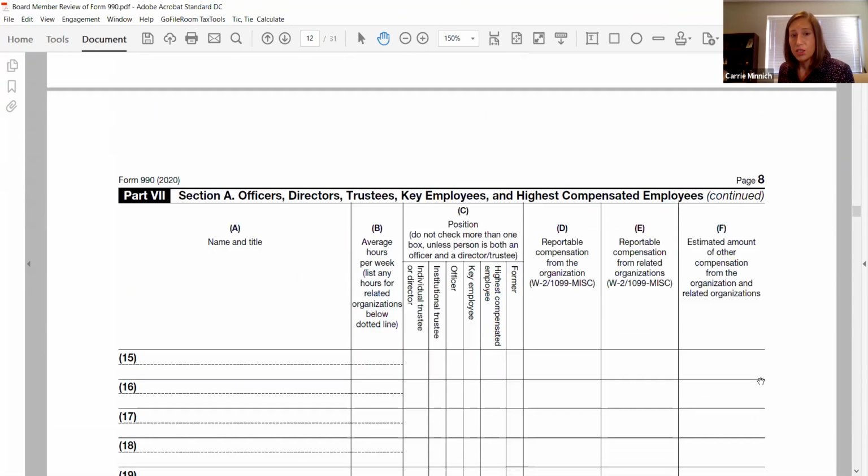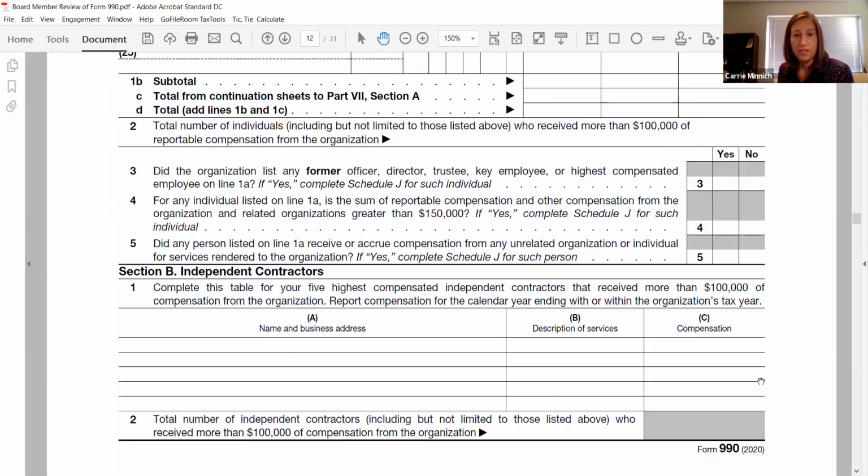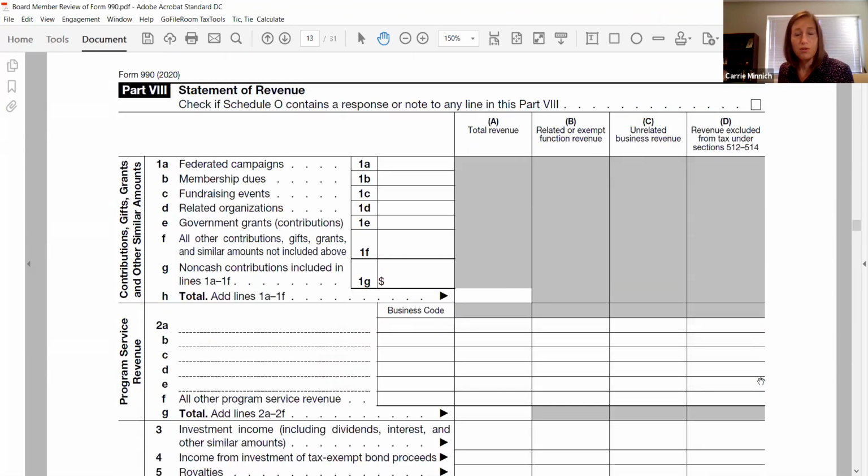Moving on to the next section of the 990. Most of the stuff we covered so far is words. We really haven't reported a whole lot of financials. So page 9 really starts the financials. Here is where you're going to report your revenue sources, just like on your financial statement.